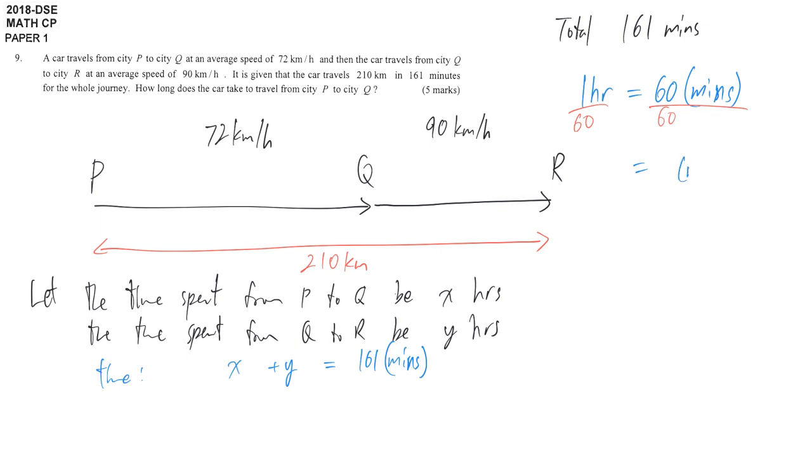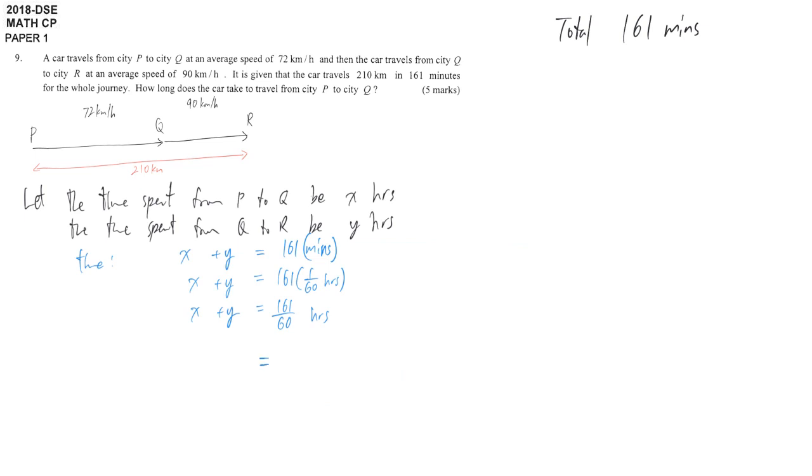Therefore, we know the word minutes just represents 1 over 60 hour. Now we are going to replace it by 1 over 60 hours. Then we get 161 over 60 hours. So both sides times 60, we get 60x plus 60y is equal to 161. And then we finish using the constraint about the time.